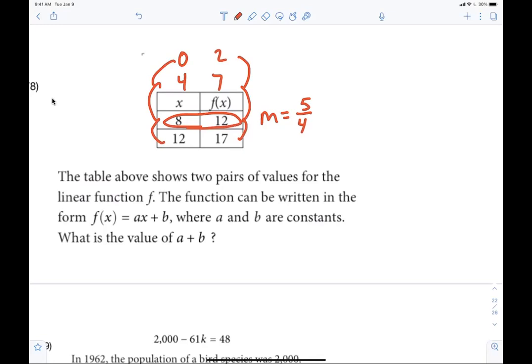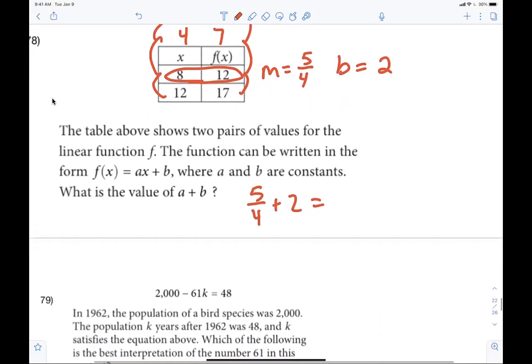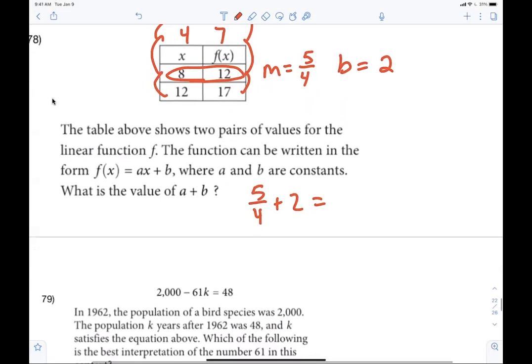So now we know that B is what? 2. So now it's just what is 5/4 plus 2. And of course, 2 is the same as how many fourths? 8. So that equals what? Say it, go ahead. 13 over 4. That equals 13 over 4. That was the answer. Anybody have any issues with that now?